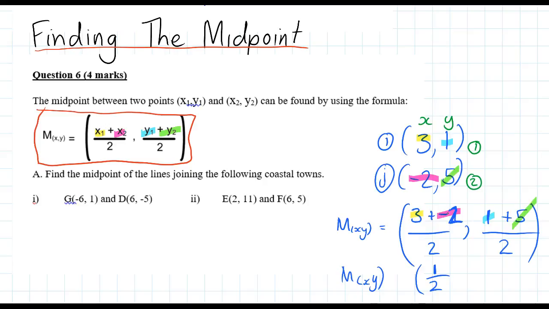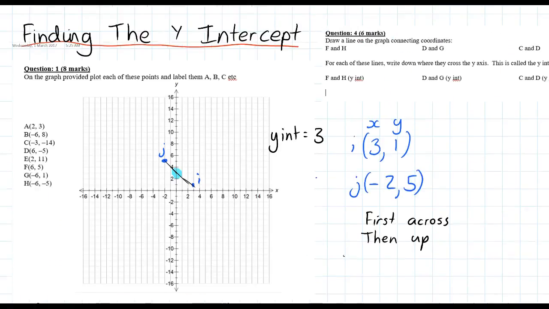Now I'm going to add the 1 and the 5. 1 plus 5 is 6 over 2. Okay, and that's an acceptable answer. But I can also rewrite that 6 over 2, because half of 6 is 3, as 3. So I can over here give my final answer, which is M of x, y equals a half, comma 3. Okay, and that's the midpoint of those 2 points.